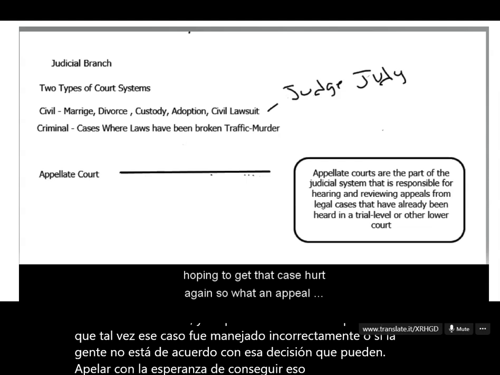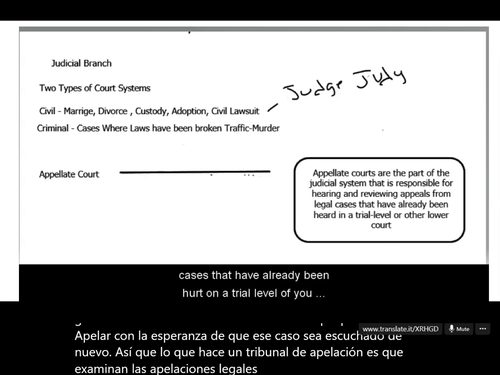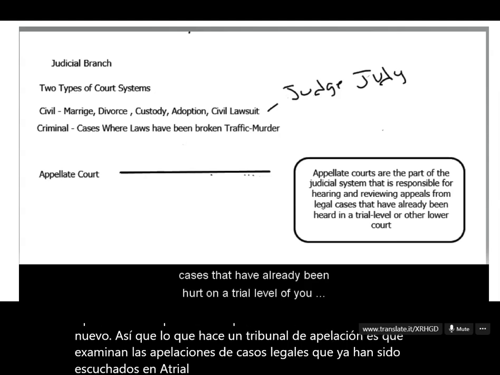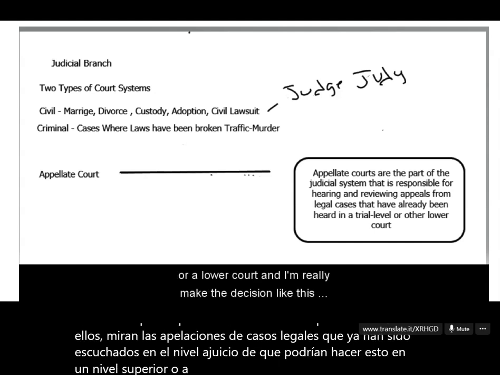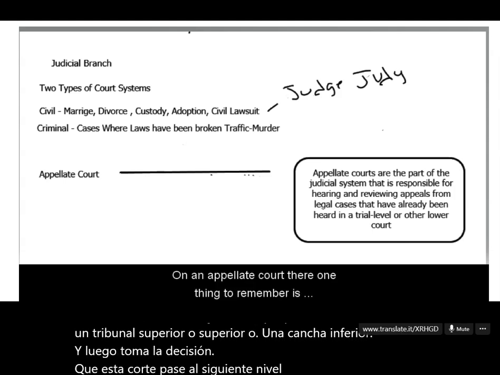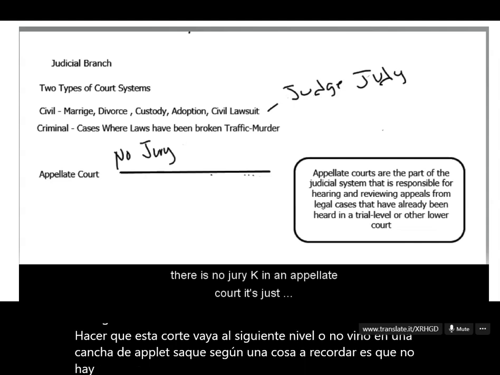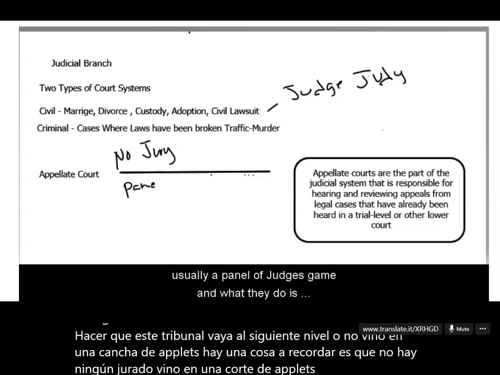So what an appeal court does is they look at appeals of legal cases that have already been heard on a trial level. They could do this on an upper court or a lower court. Okay, and they'll really make the decision if this case goes to the next level or not. On an appellate court, one thing to remember is there is no jury. It's just usually a panel of judges.